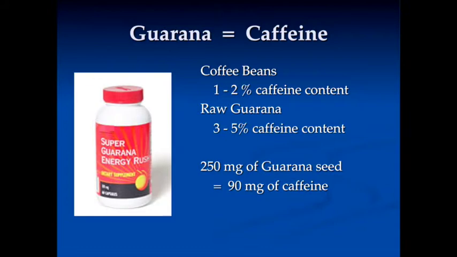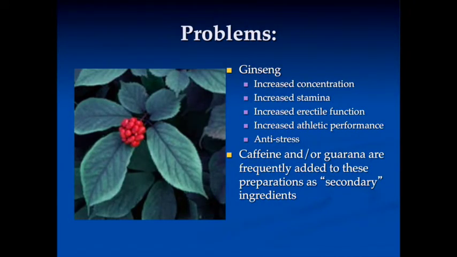Ginseng is another one. Sometimes ginseng, the big seller for ginseng is increased concentration, stamina, or increased erectile function, increased athletic performance, and anti-stress. And it's not so much that the ginseng is the problem, but what we'll see a lot when you look at these herbals is they may have ginseng in them, but they will also have caffeine or guarana as secondary ingredients. And so they're not always listed on the front. The drug they're taking is ginseng, but what they're getting is ginseng with a kick. And again, another hidden source of caffeine or guarana is in some of the combination products. And like I said, ginseng is one of those big ones.